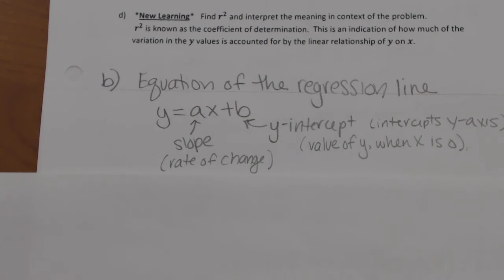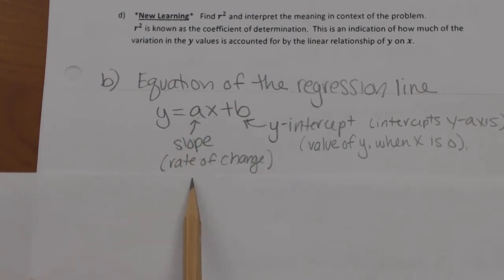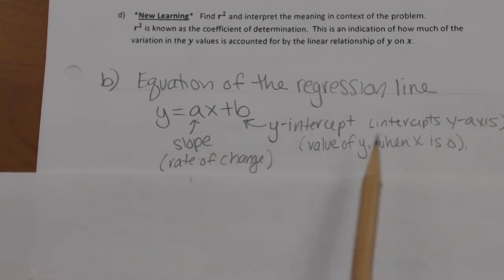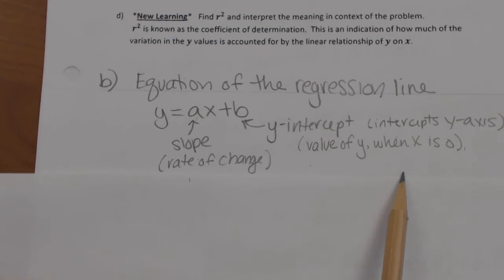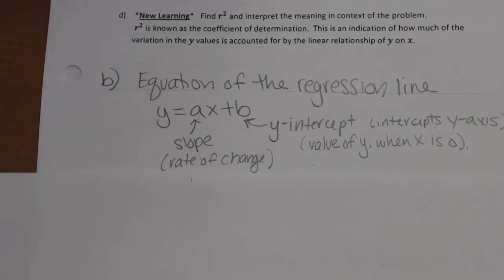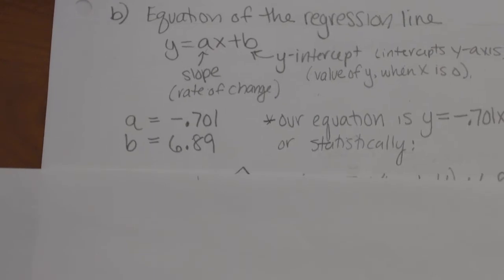Actually, we need our numbers in, but I'm going to explain the equation first. A is going to be your slope, which is your rate of change. B is your y-intercept. It intersects the y-axis, and it's also the value of y when x is 0. Concepts you learned in Algebra 1, which I'm hopefully reteaching you now, maybe even getting from your long-term memory.